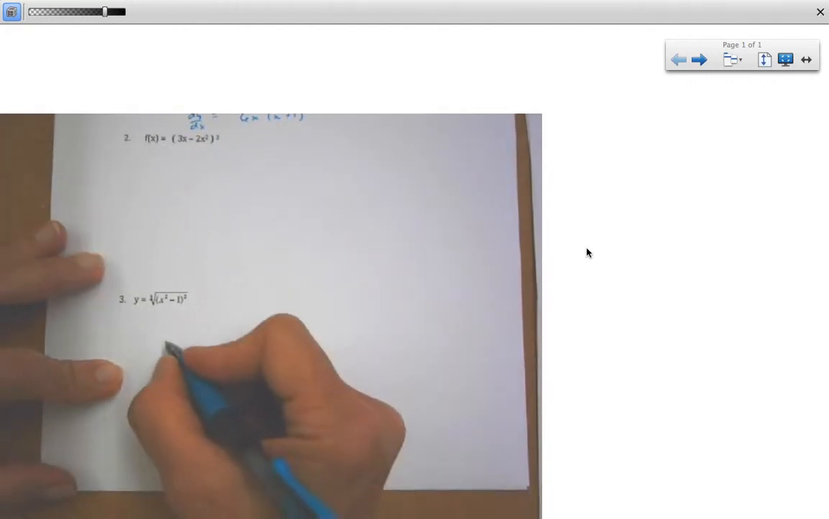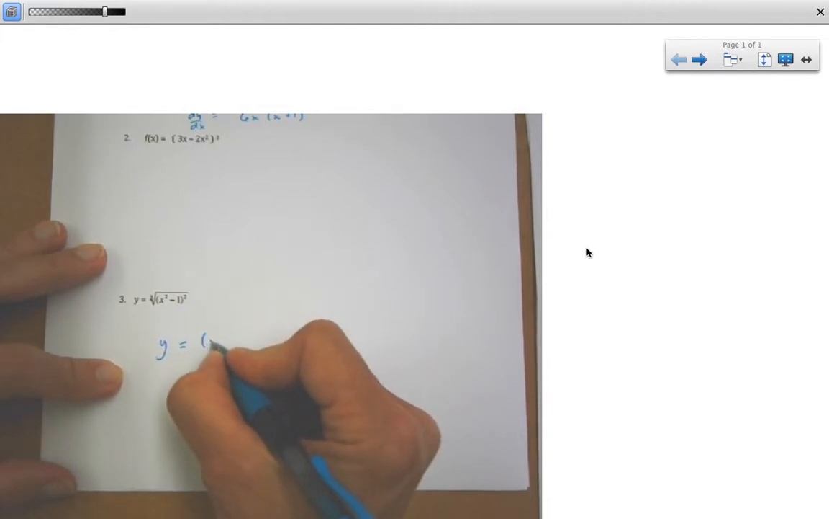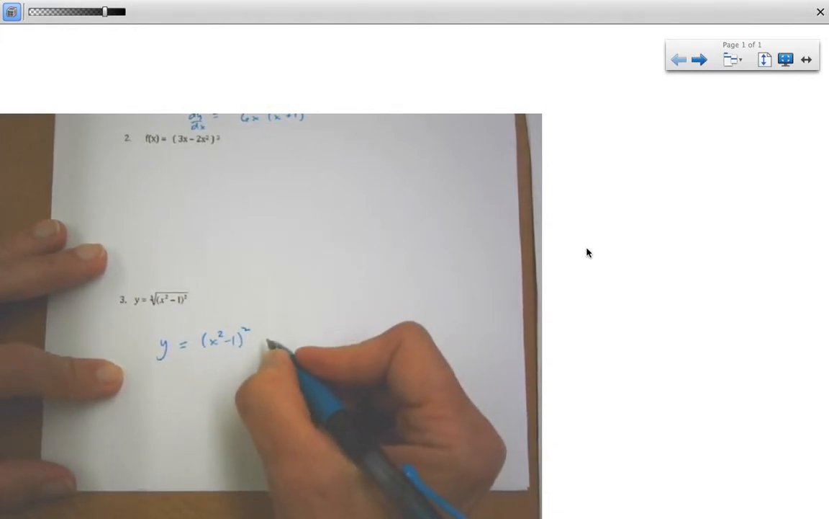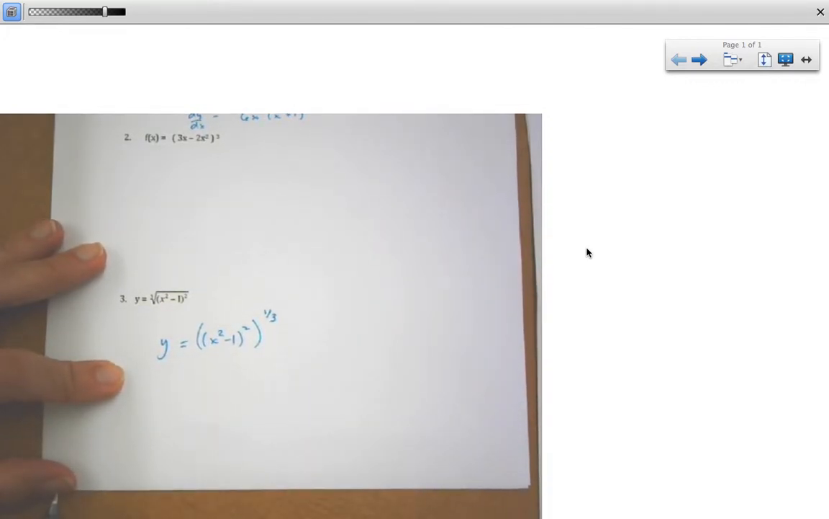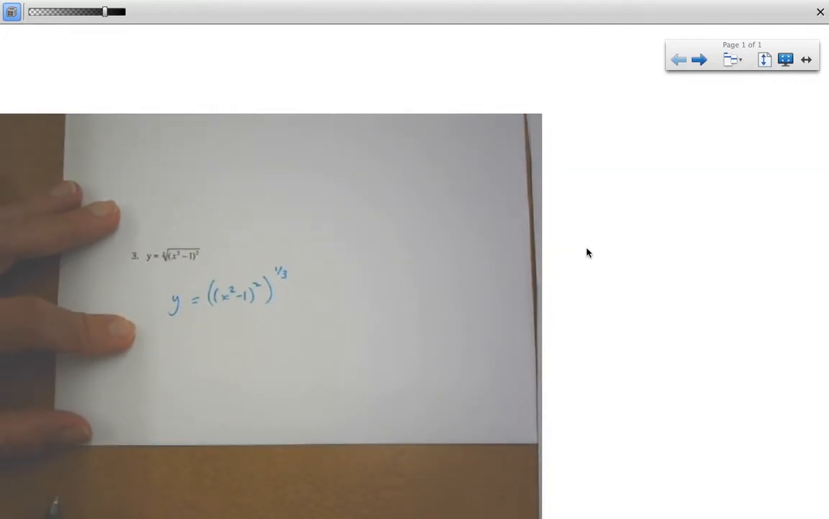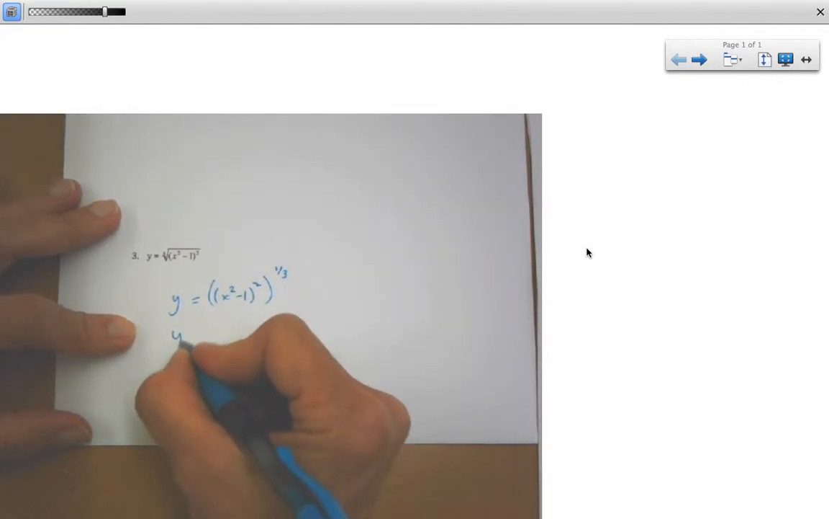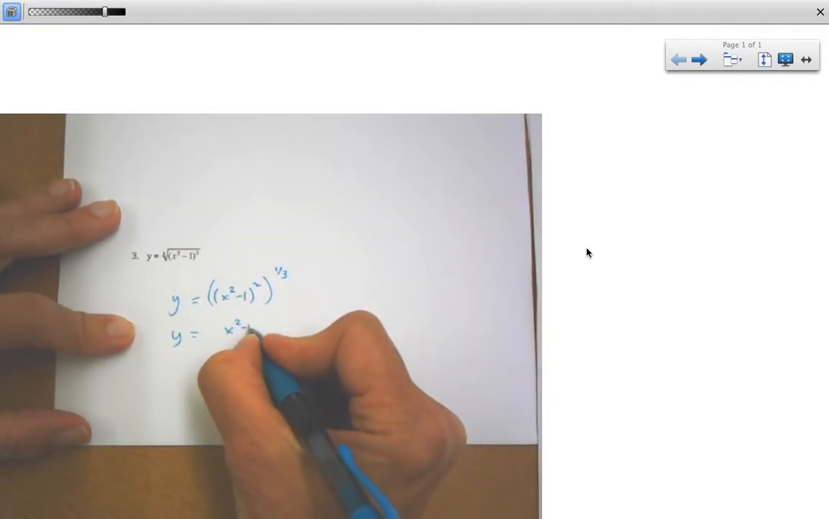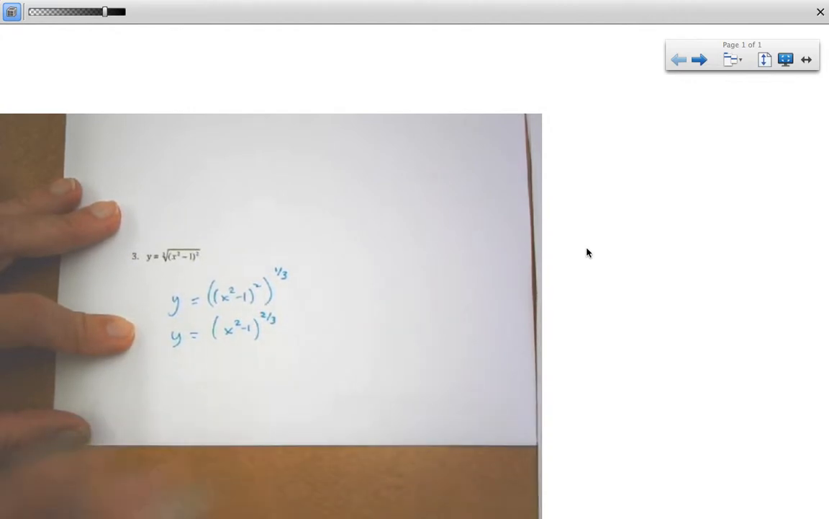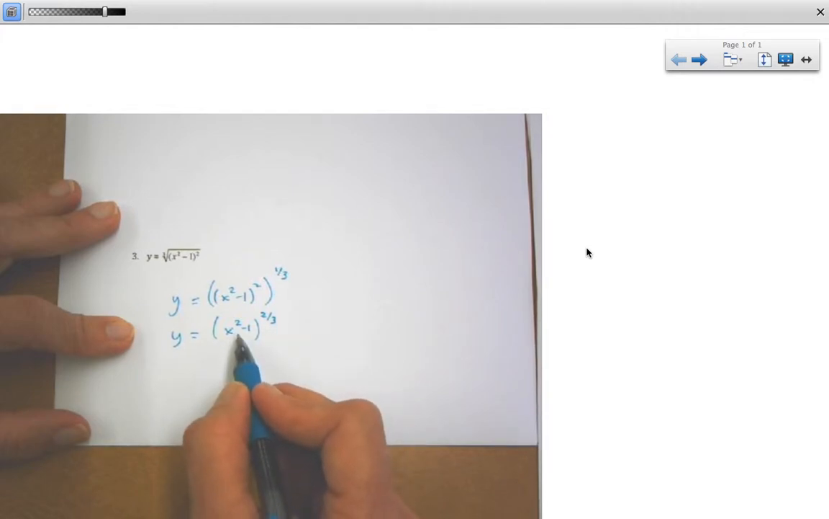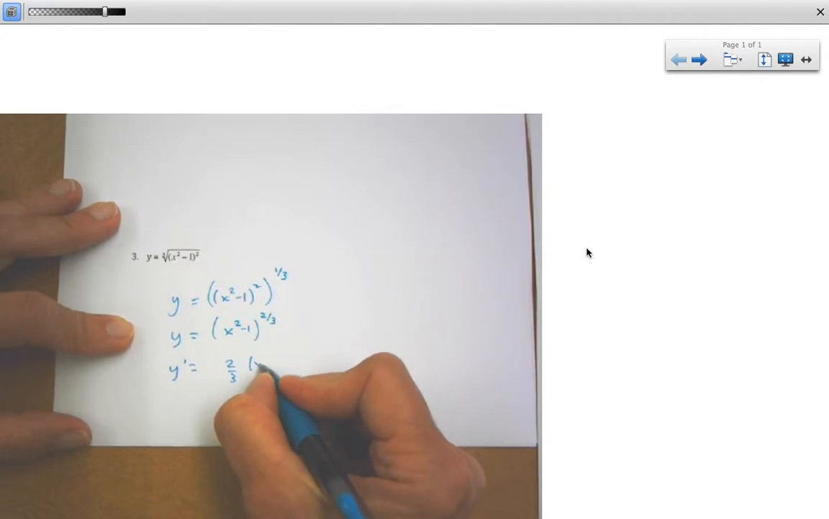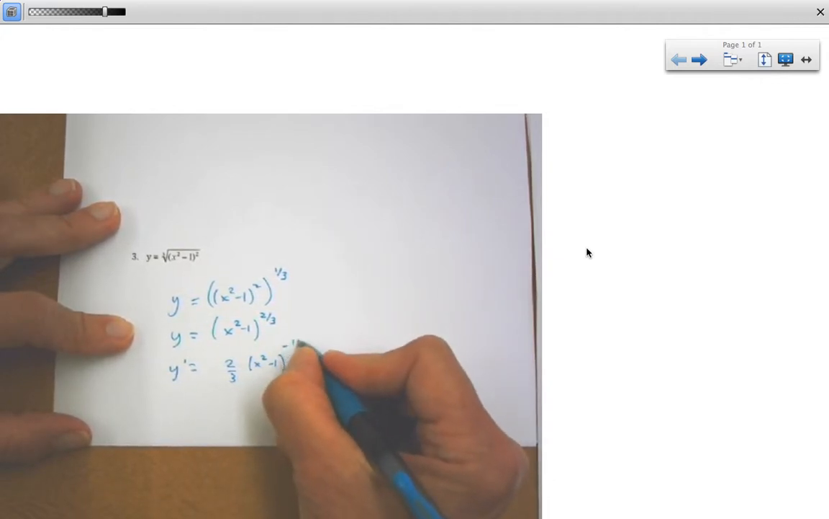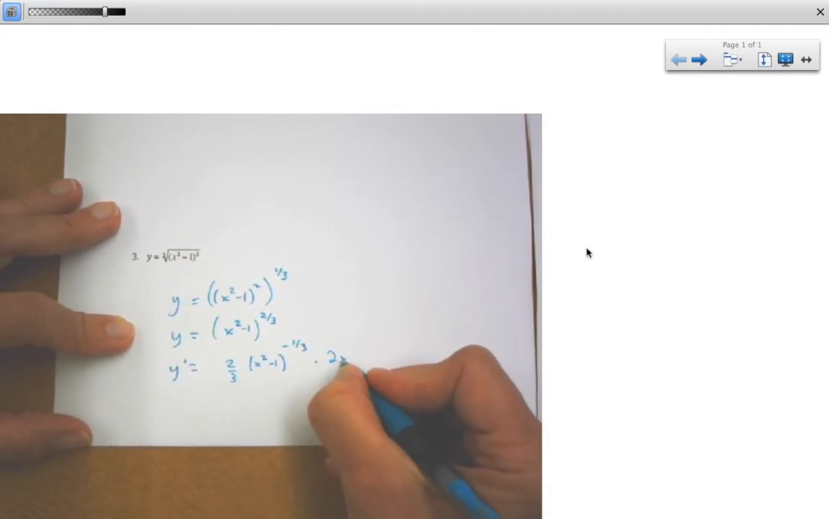Let's skip down to this one. I'm going to rewrite it so that I can possibly use the chain rule because I like the power rule. All right, so using my laws of exponents, this is x squared minus 1 to the 2/3 power. We can go ahead and simplify that part. This can be your outer function, and that's your inner function. So the derivative is 2/3 x squared minus 1 to the negative 1/3 times 2x.